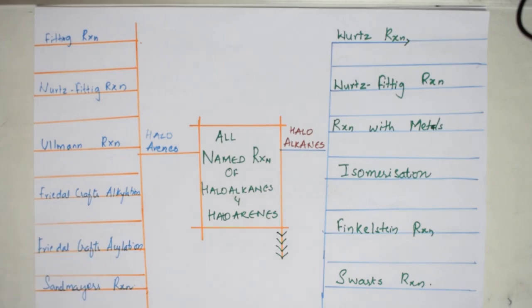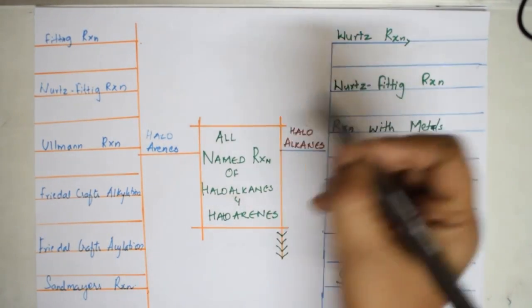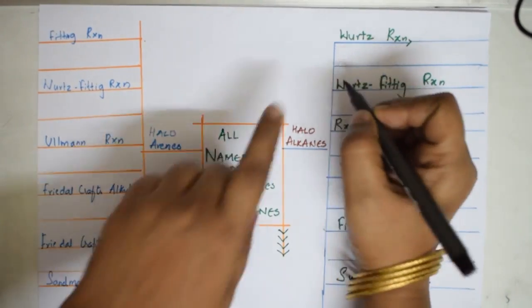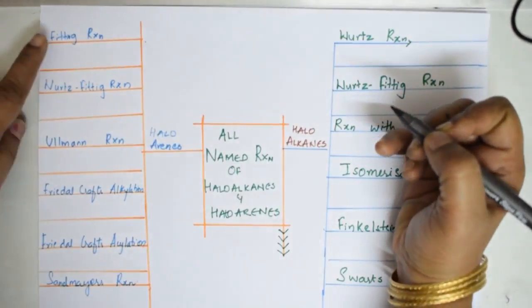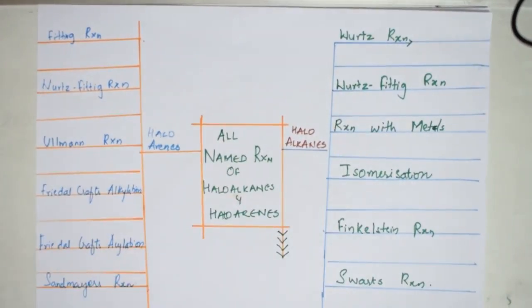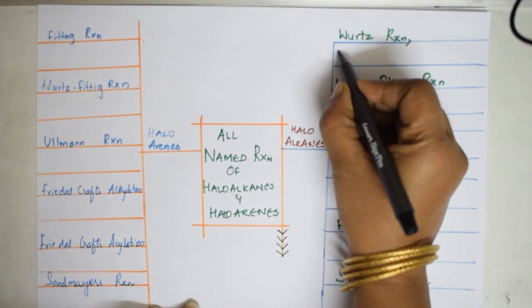On the left hand side I have written Haloarenes. Done. So when I have to speak about Wurtz reaction, in the Wurtz reaction, the first one, remember here, this is Fittig reaction. Wurtz-Fittig reaction is common to both. Now, here in Wurtz reaction, what is important?